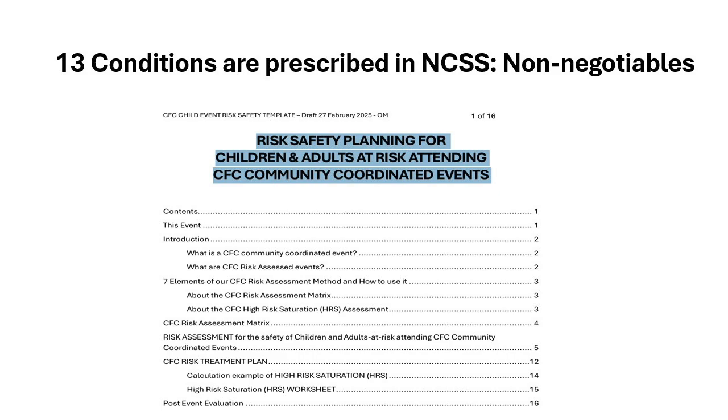So lastly, the 13 conditions which are separately risk assessed in the document Risk Safety Planning for Children and Adults at Risk Attending CFC Community Coordinated Events are conditions prescribed in the National Catholic Safeguarding Standards, which means that they were legal standards in at least one state or territory and federally.